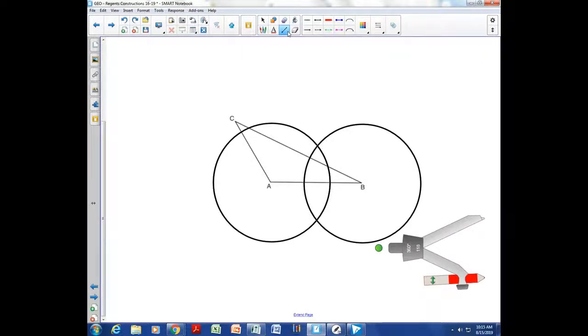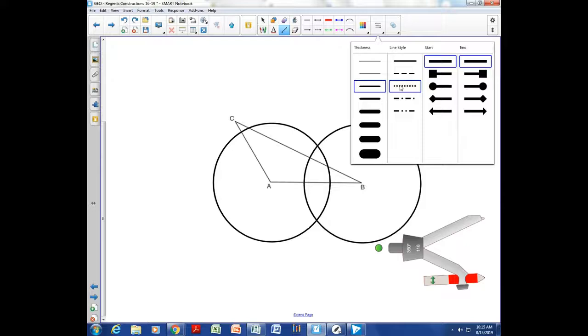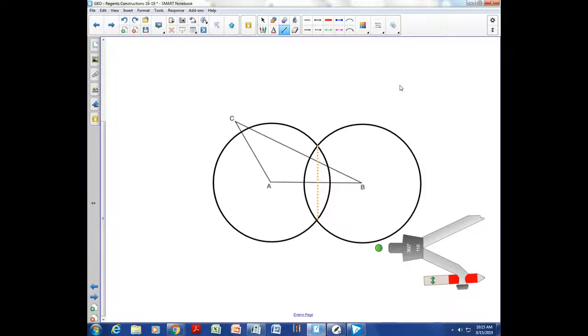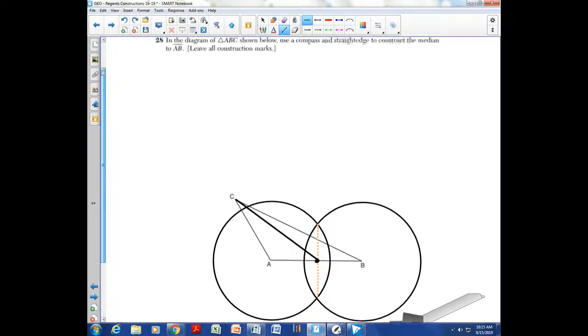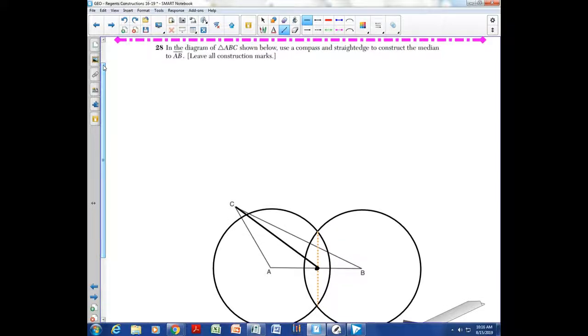I'm just going to drop down a dotted line because what I'm really interested in is the midpoint, right? And then a median is a line segment from the opposite vertex to the midpoint. That line right there is the median to side AB. That's what they asked.